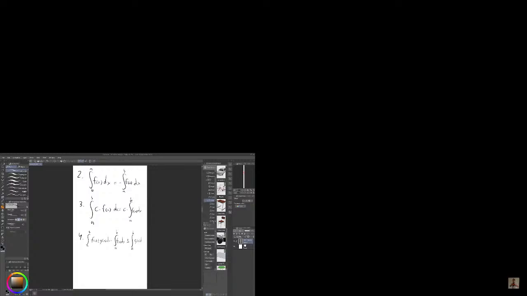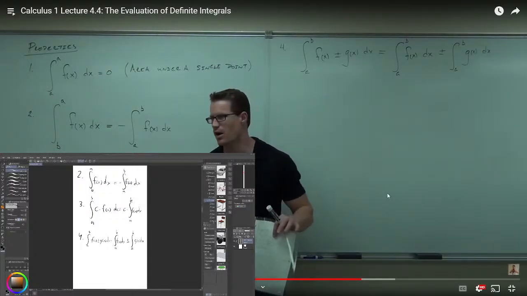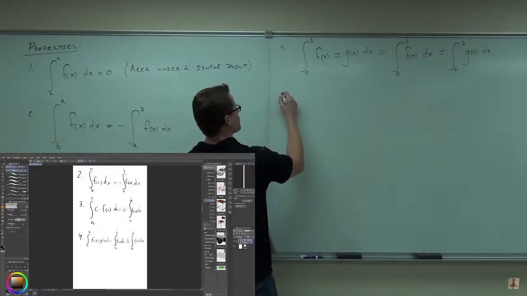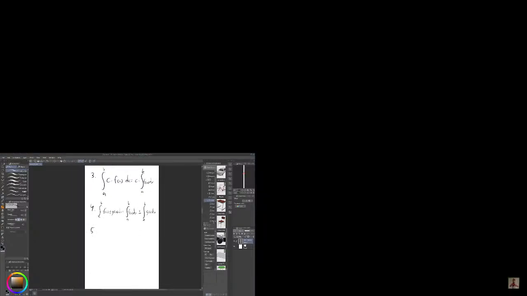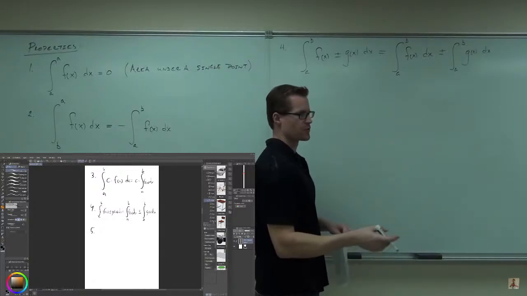Now the last one is interesting. It's just for definite integrals. This doesn't work for indefinite, and you're going to see why in a second. But here's what we'll say. Now I'll give it to you with the picture first and then write it out.